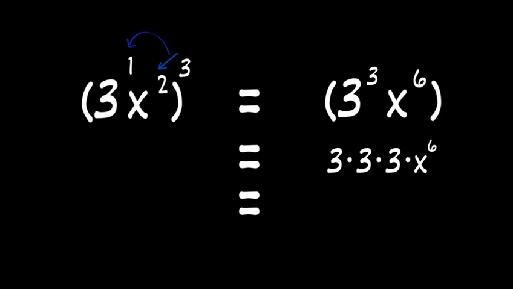So what's 3 to the 3rd? 3 times 3 times 3. 3 times 3 is 9, and 9 times 3 is 27. So the final answer is 27 times x raised to the 6th power.